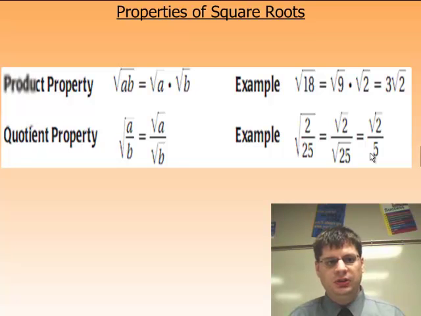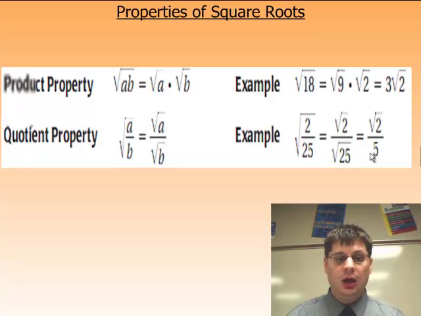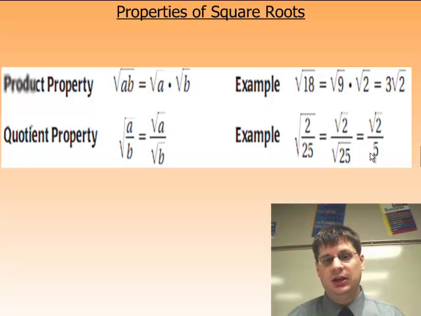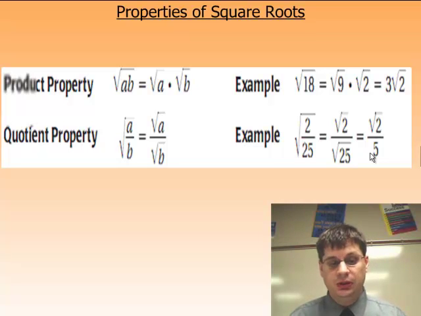Hi, today we're going to be solving quadratics by finding square roots. So this is a different way in which we can solve quadratics, for quadratics that are special cases, if you will. Before we do that though, we need to understand how square roots work and how to use them. We'll start off with a couple properties that we'll be using a lot with square roots.